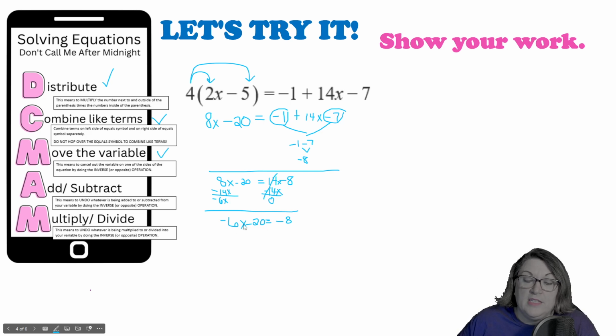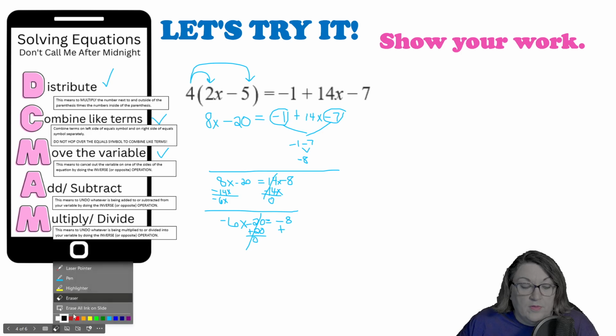What's being subtracted to my variable x here? That would be the 20. So I need to cancel that out. We're going to add a 20 to that minus 20, and that's going to cancel out. And when I add 20 to this negative 8, oh my goodness gracious, hang on. My 20 does not look like a 20. I'm going to fix that.